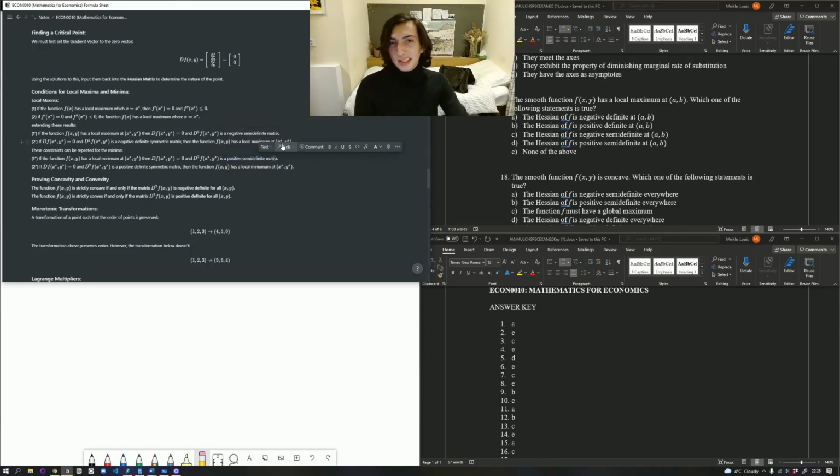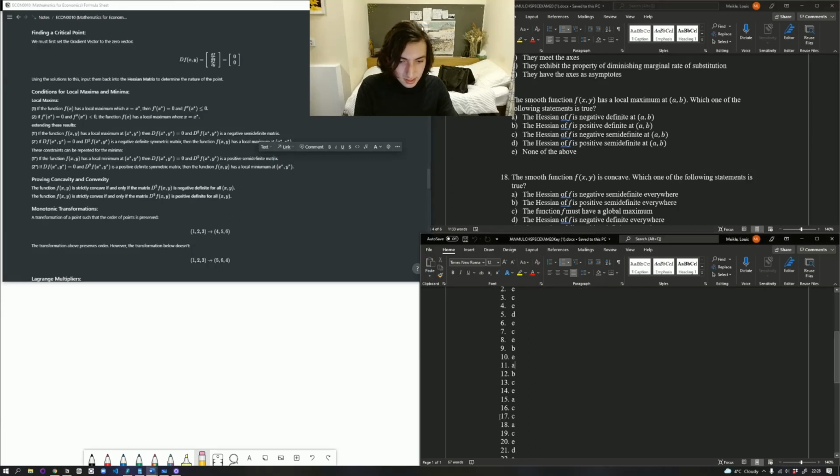It's a bit unintuitive, but think about it like this. If it's a maximum, it's negative. If it's a minimum, it's positive. It's sort of like flipping around. So here the answer is going to be negative semi-definite, or C, as you can probably see here.